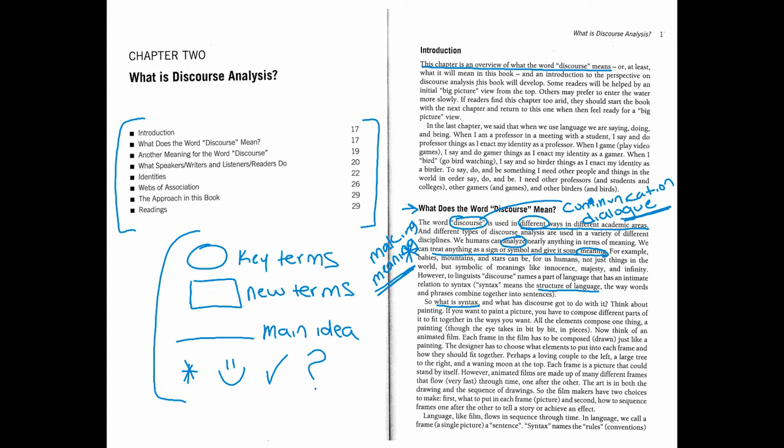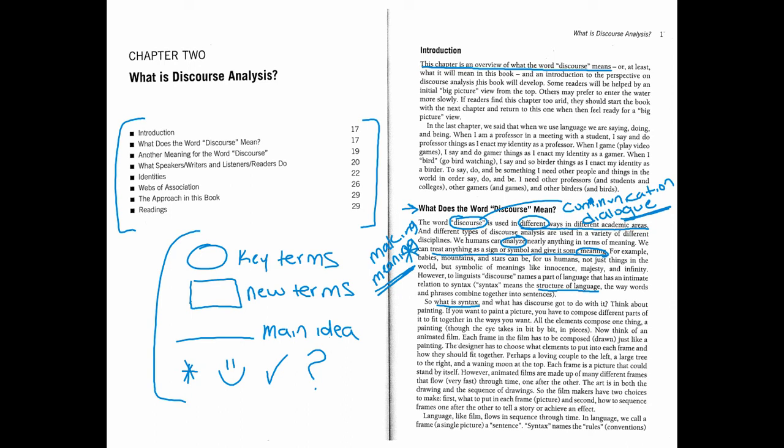And as I continue to read, we humans can analyze nearly anything in terms of meaning. We can treat anything as a sign or symbol and give it some meaning. So here the words analyze and meaning come up. I do know that this chapter is about analysis, so it doesn't surprise me that analyze is an important word. And then we have this idea that we are making meaning, that what we are doing in the communication is to make meaning. And then there's an example. For example, babies, mountains, and stars can be, for us humans, not just things in the world, but symbolic of meaning like innocence, majesty, and infinity.